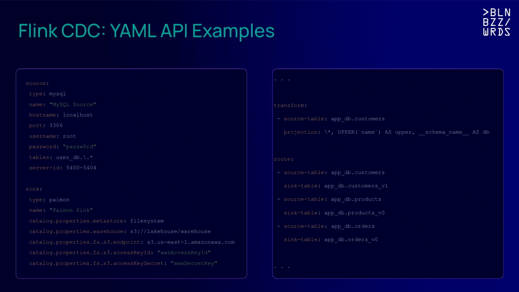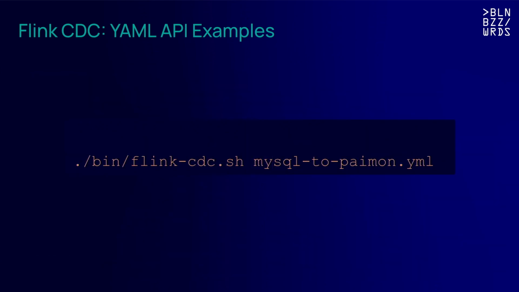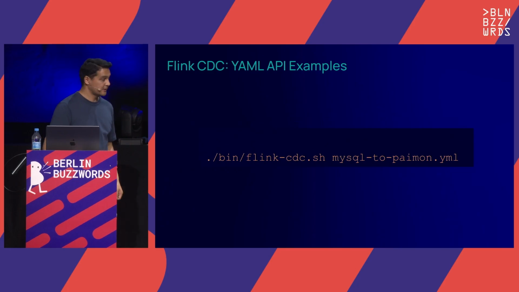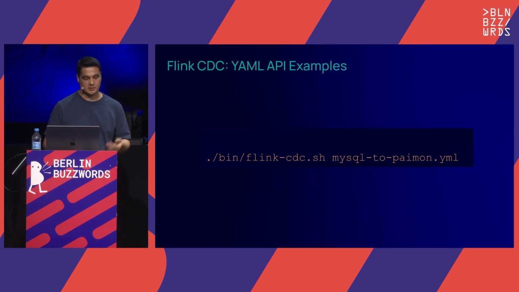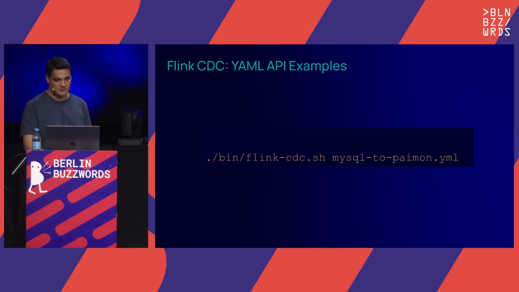You can also do routing. Maybe some source tables should go to different tables in your target system. So you can do it with the routing and do some transformation, which is like expressions in SQL. It's very powerful to do the integration. And in the end, you can just give this YAML file to the command FlinkCDC, and it will start the Flink jobs and do the integration.